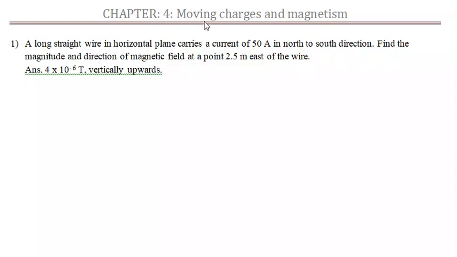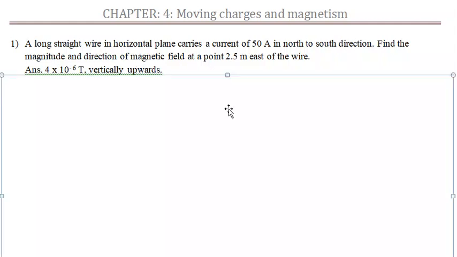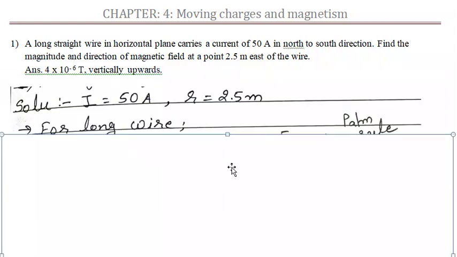Numerical 1 of Chapter 4 Moving Charge and Magnetic Field. A long straight wire in horizontal plane carries a current of 50 ampere in north to south direction. Find the magnitude and direction of field at a point 2.5 meter east of wire.